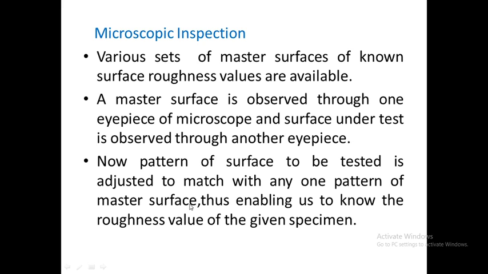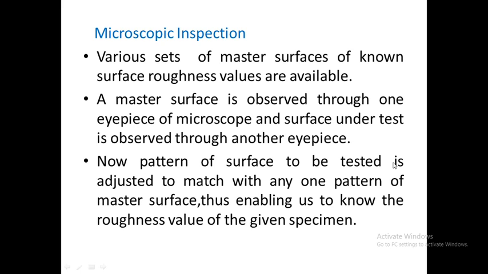So while observing the two specimens under the microscope, that is the standard specimen and the specimen under consideration, we keep on matching the surfaces of both the specimens until they match with each other. And when the surfaces of both the specimens match, then we can know the roughness value of the specimen, because the roughness value of the specimen will be equal to the roughness value of the standard specimen whose surface matches with the surface under consideration.